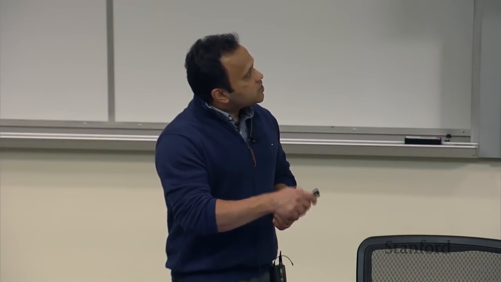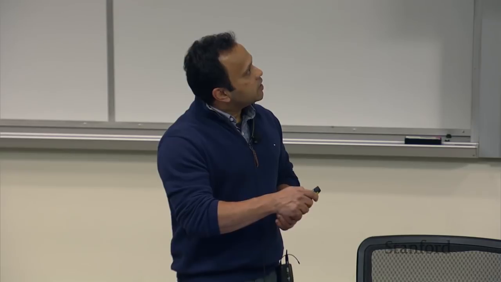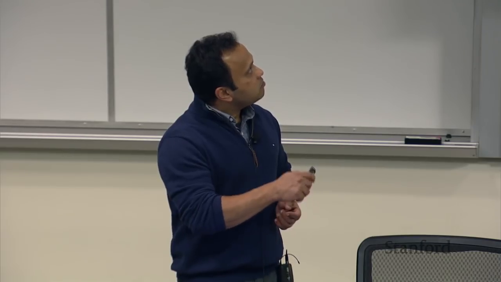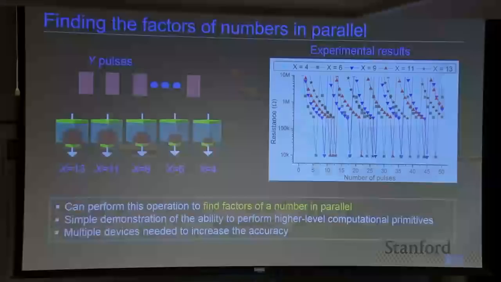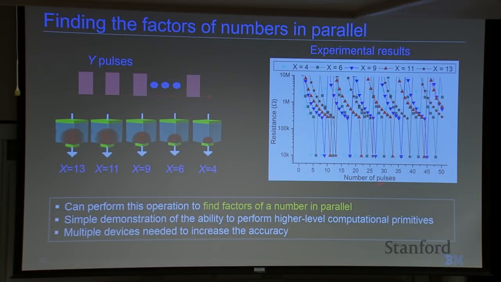This is an experimental illustration now in this case. So you have, again, the same concept here, number of pulses here. At any point in time, you could just go and check how many devices are in the lower resistance state, and you can figure out which those factors are. Just an example, you look at 44 here, right? You will see that the devices which correspond to x equal to 4 and x equal to 11, both of them are in the lower resistance state at 44. That means 4 and 11 are factors of 44, right?